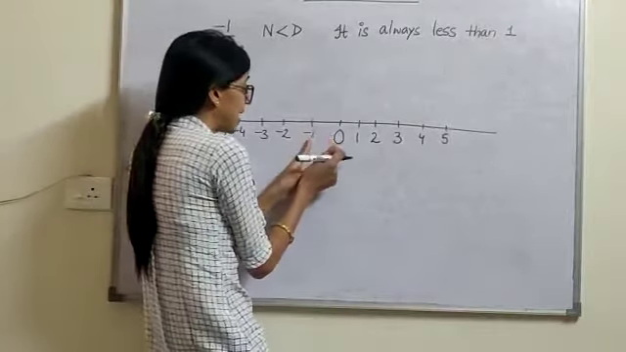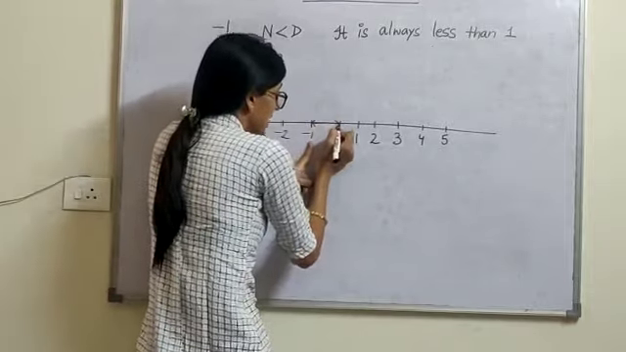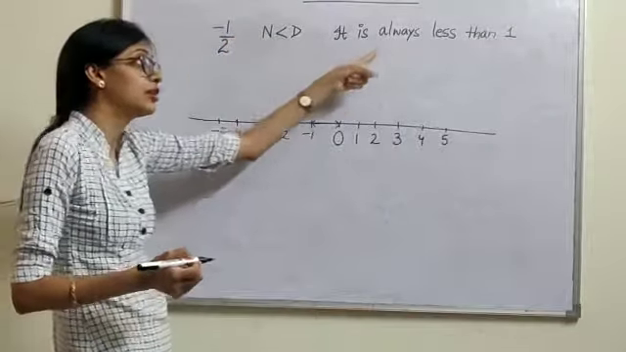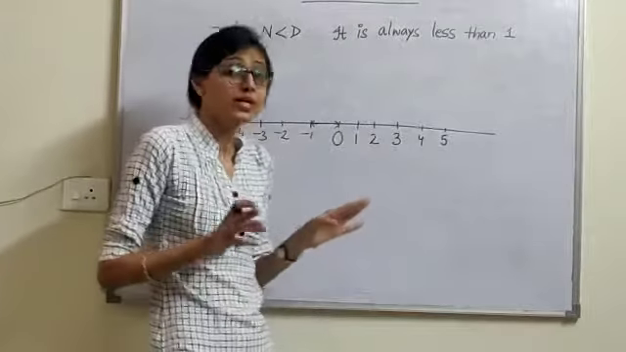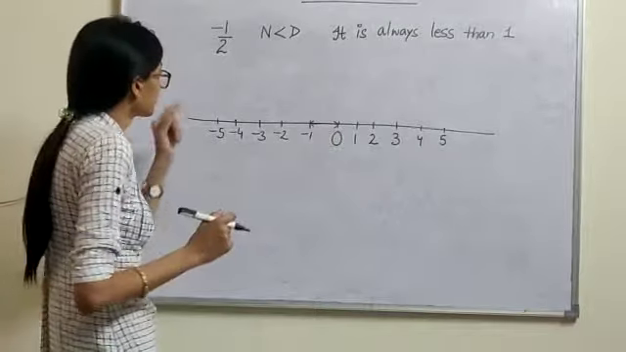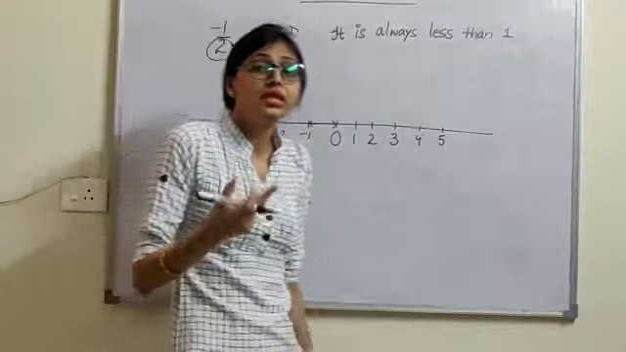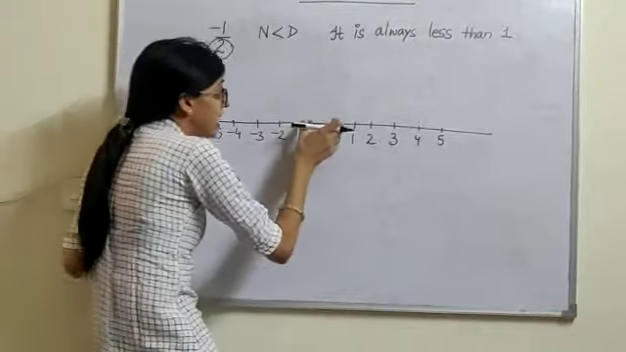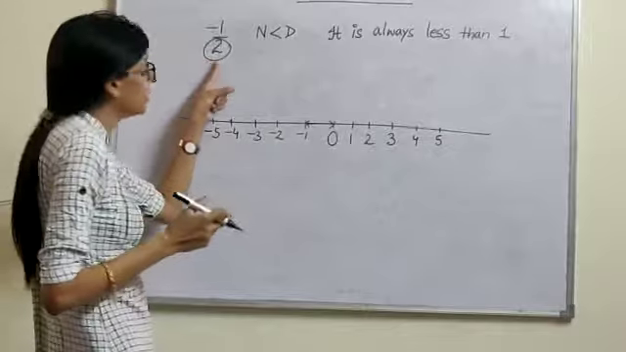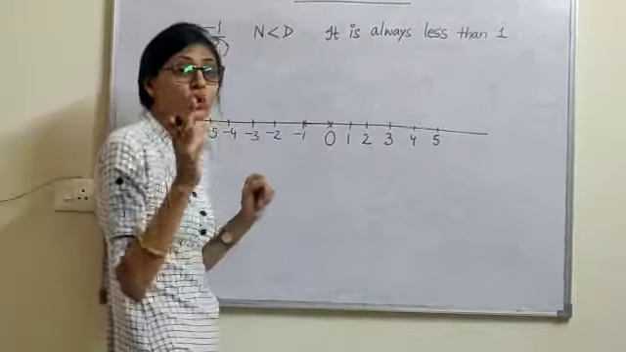Now I understood that my rational number which is given lies between 0 and minus 1. Because it is a proper fraction, numerator is less than denominator, and I told you that it is always less than 1. So negative, so less than minus 1, so it will lie here. Okay. Now look at the denominator. The denominator is 2. Whatever the denominator is, we have to divide that part into 2 parts. Now here denominator is 2, so I have to divide this 0 and minus 1 into 2 equal parts.